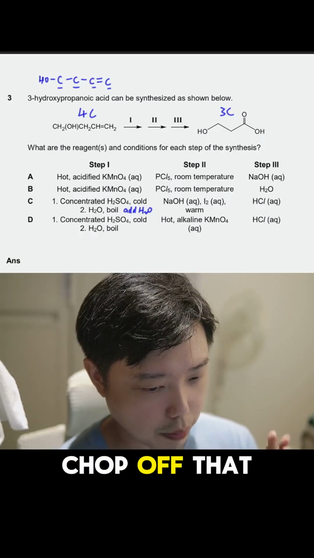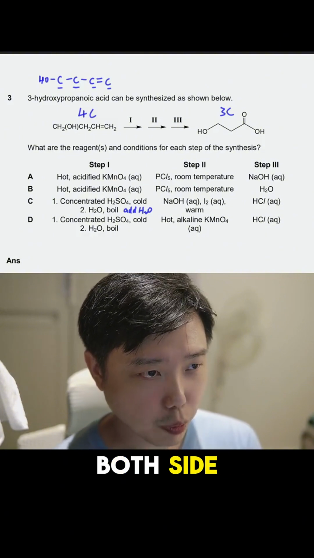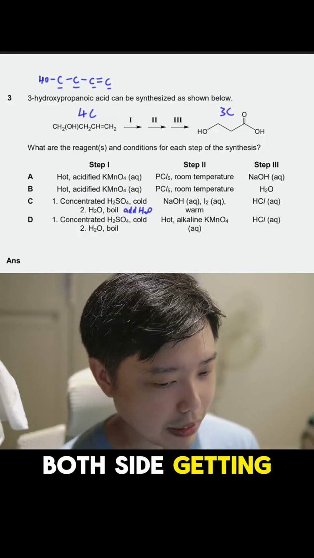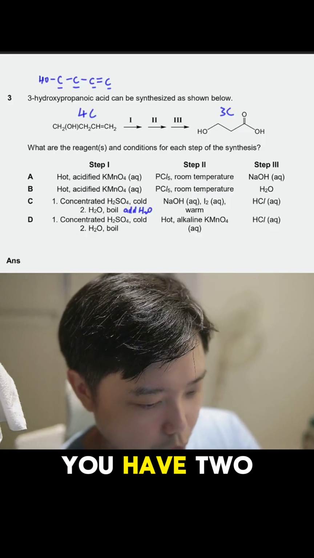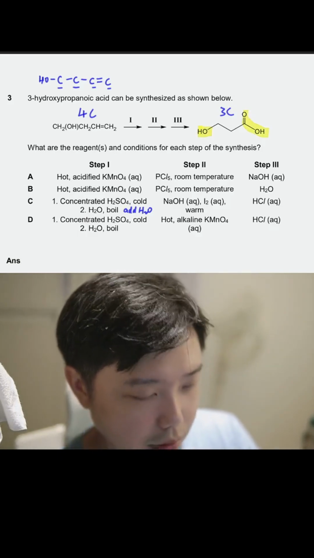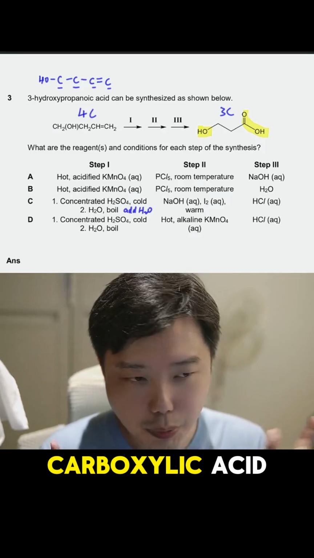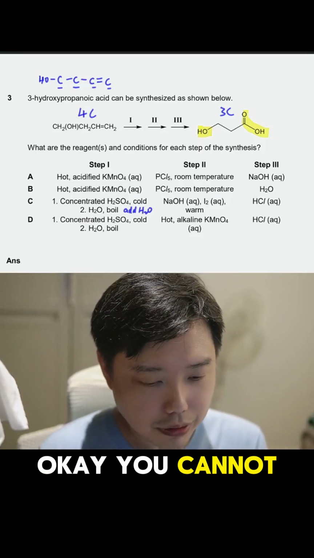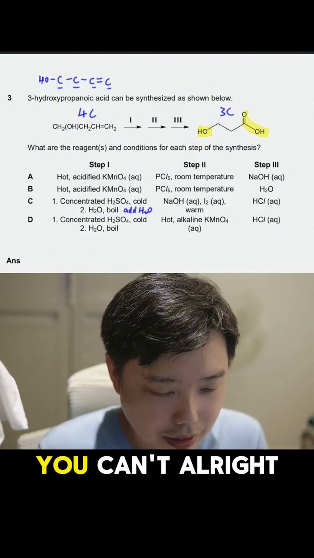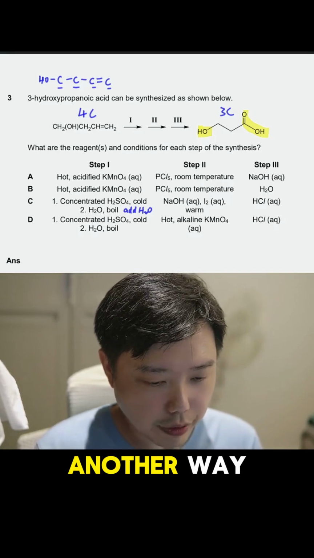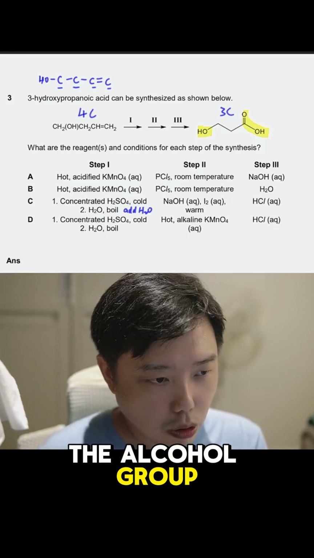Once you chop off that carbon, you have both sides getting your carboxylic acid. Then how? Because at the end of the day, you have 2 different functional groups. You cannot differentiate if both sides end up with carboxylic acid. You cannot pick and choose: oh, I want to reduce the left side, I don't want to touch the right side. You can't do that. So we have to think of another way, probably to leave the alcohol group on the left side untouched.